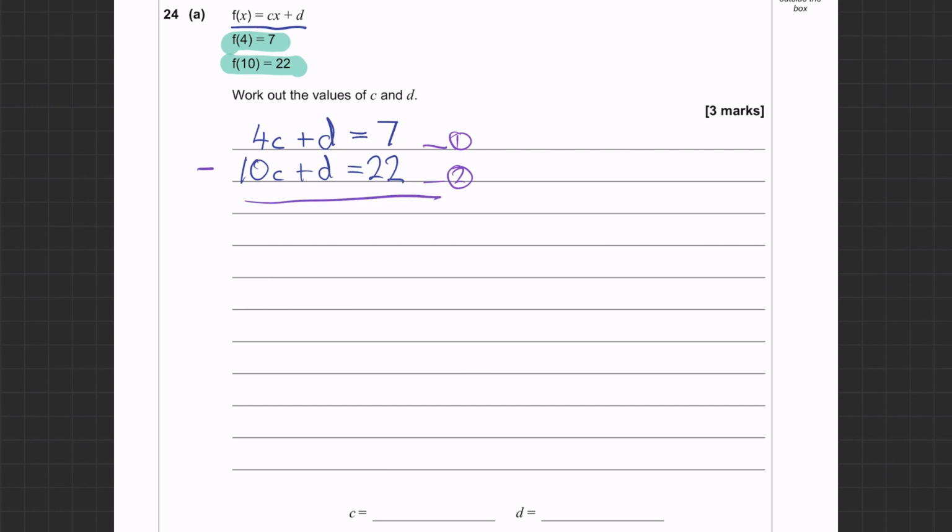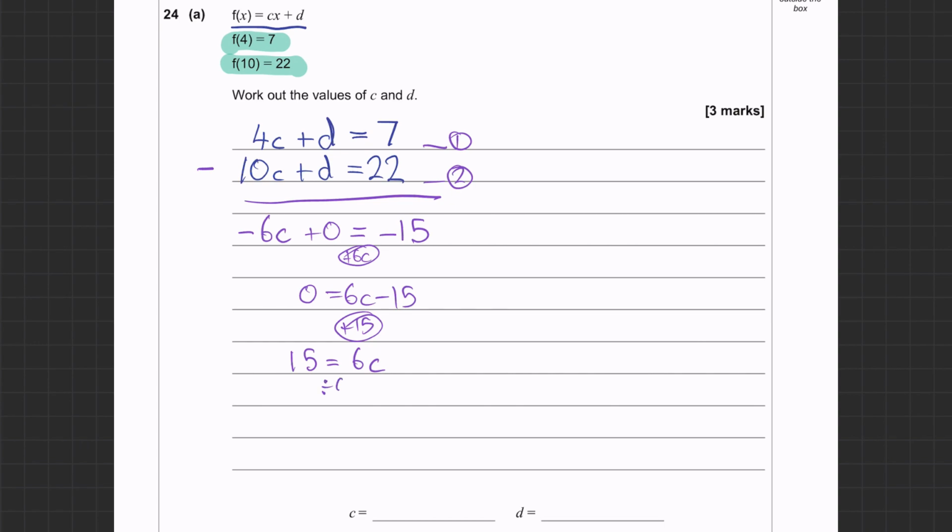So if we have 4c take away 10c, that will give us minus 6c. d take away d is 0, and 7 take away 22 is minus 15. So we just have to rearrange it. I'm going to add 6c to both sides to give us 0 is 6c take away 15, and then add 15 to both sides to have 15 equals 6c.